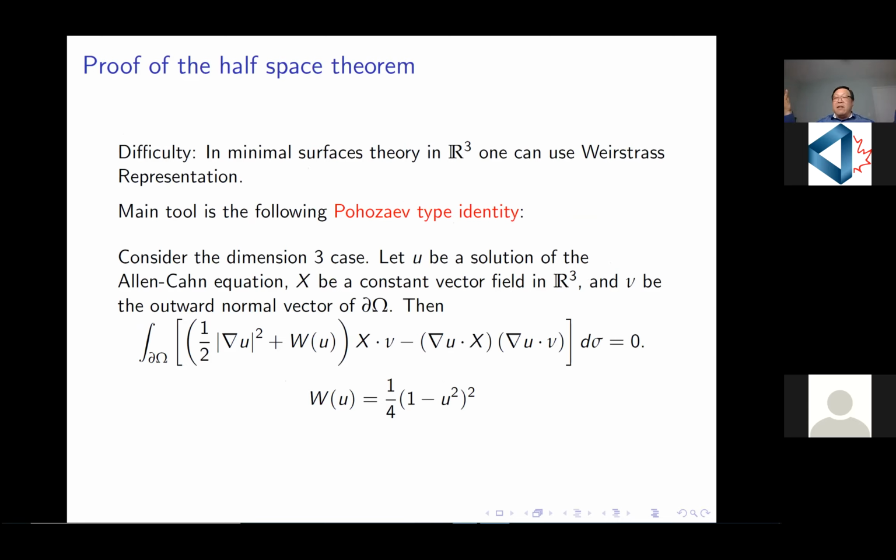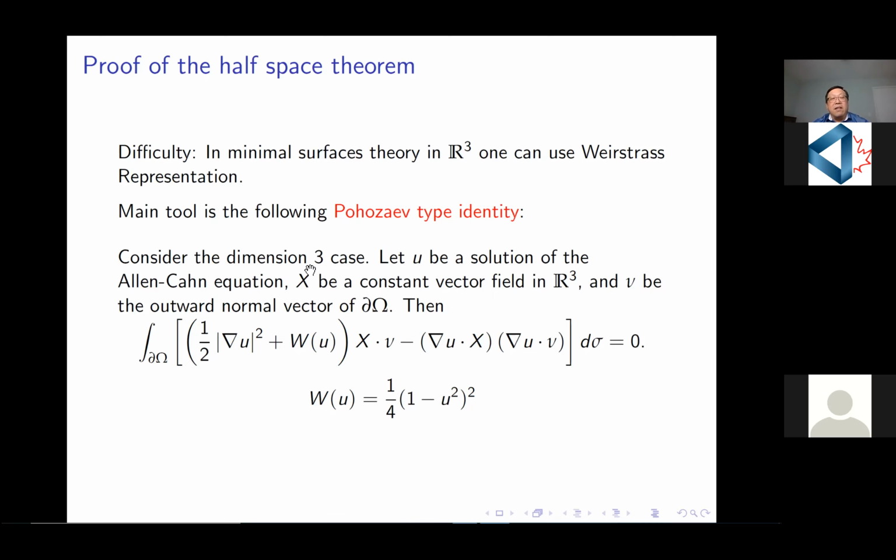We don't know anything about the nodal set, right? The nodal set can be anything. The nodal set can do anything. It can be unbounded, and it's not a minimal surface. We don't know. So what we use is a so-called Pohozaev type identity. I think this is the only case where we use the Pohozaev identity to prove a one-dimensional result. This is quite an interesting application.